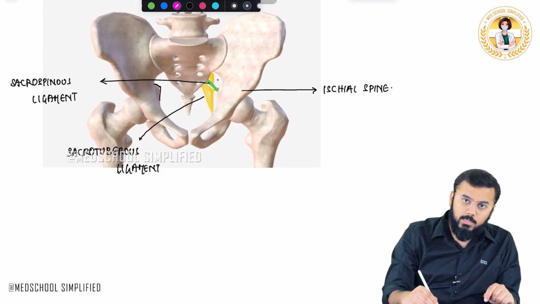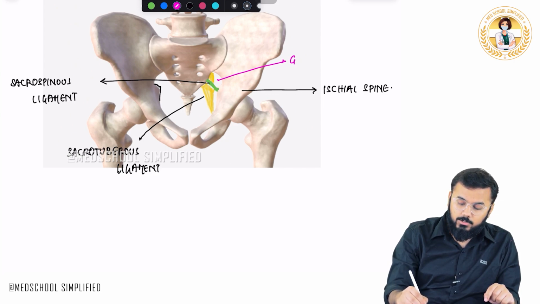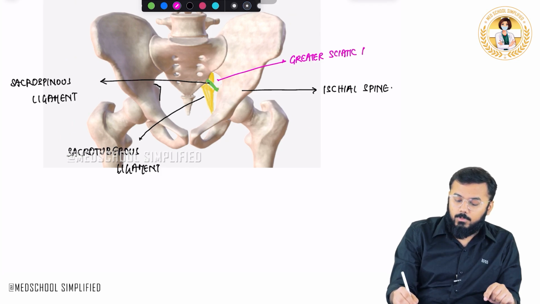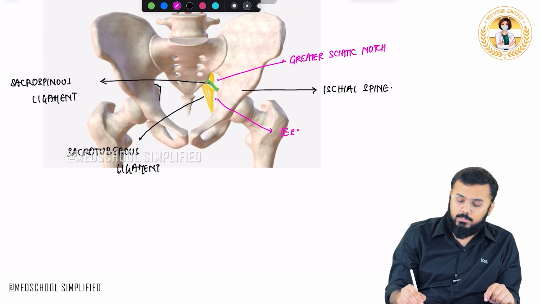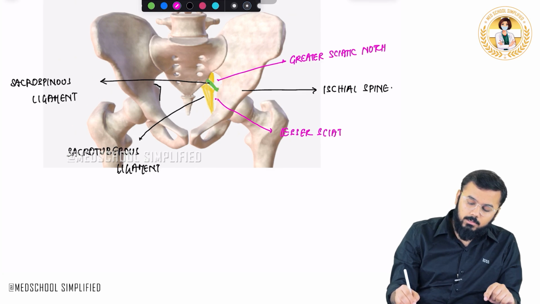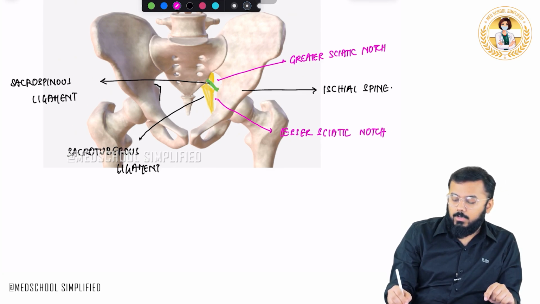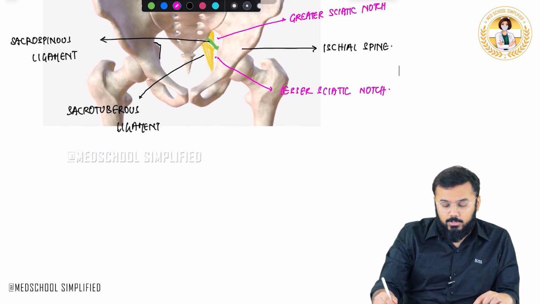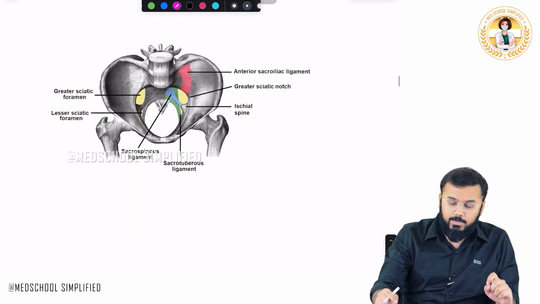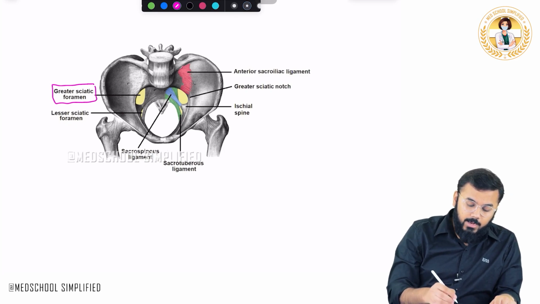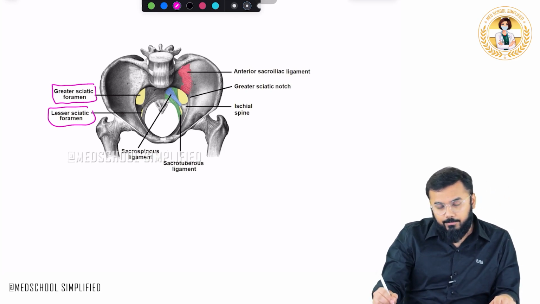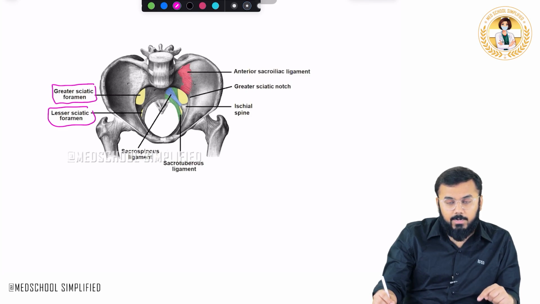So this one over here is your greater sciatic notch, and this particular notch over here is your lesser sciatic notch. Now just look at this picture and you will completely understand what I am talking about. You can see the greater sciatic foramen over here, and down here you can see the lesser sciatic foramen. The greater sciatic foramen is completely yellow, and less yellow in color is the lesser sciatic foramen.